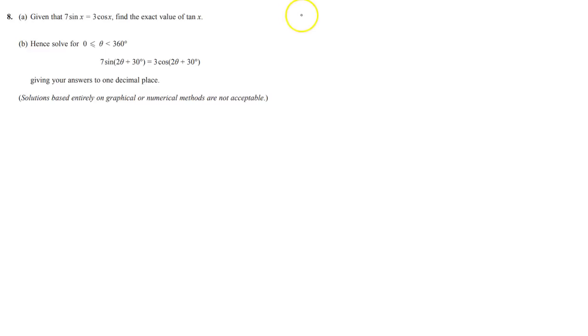Given that 7 sin x is equal to 3 cos x, find the exact value of tan x. Now how to convert it into tan? Divide both sides by cos.